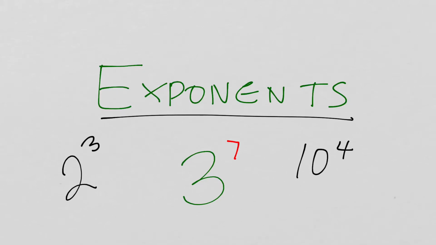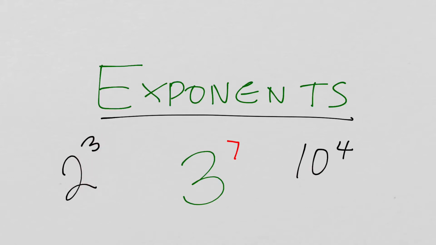This is a short look at exponents. Exponents are these little numbers that you see up here, this little 3 above that 2, the little 7 above the 3, little 4 above the 10. That's what exponents are. This number down here is called the base number. So we have base numbers and exponents.